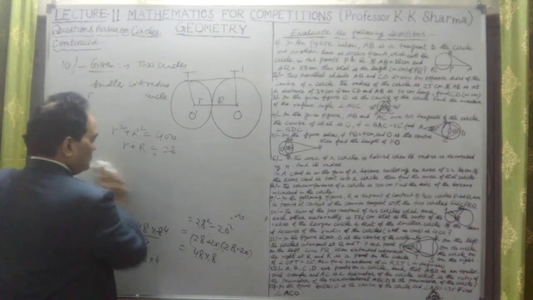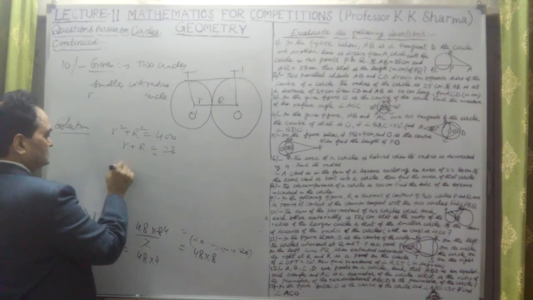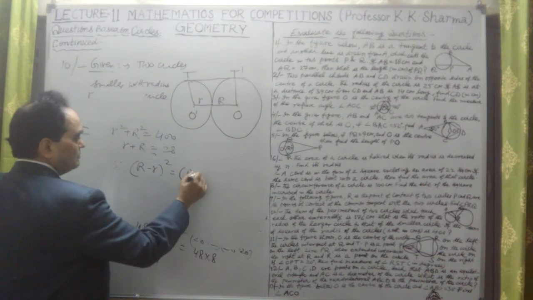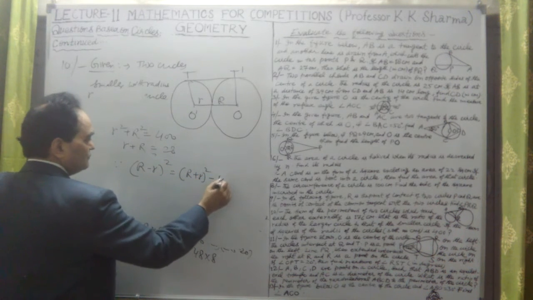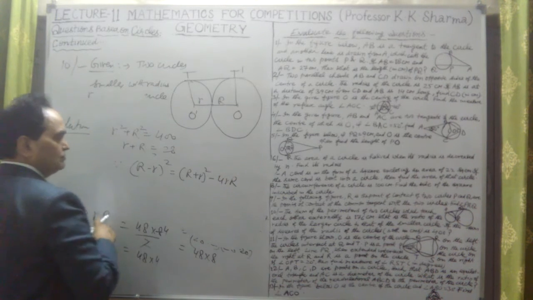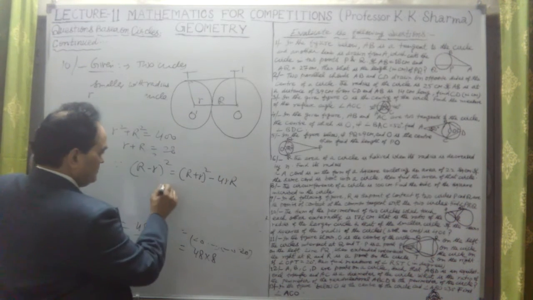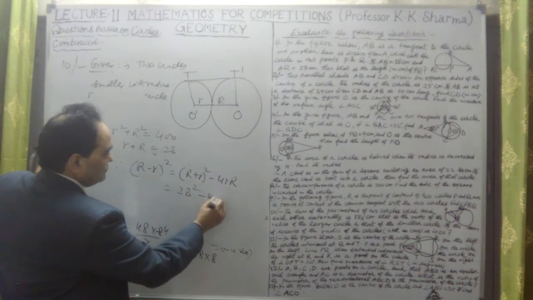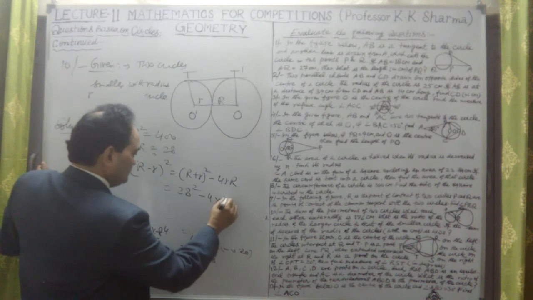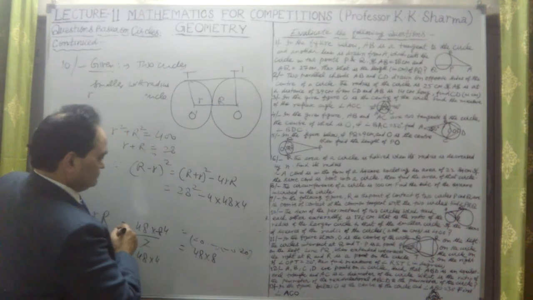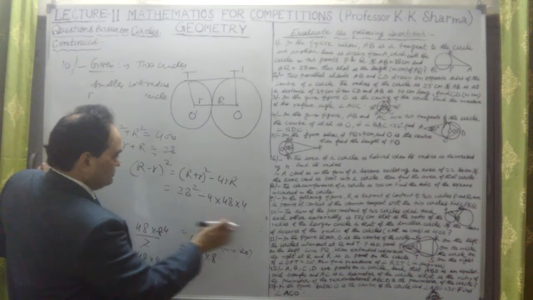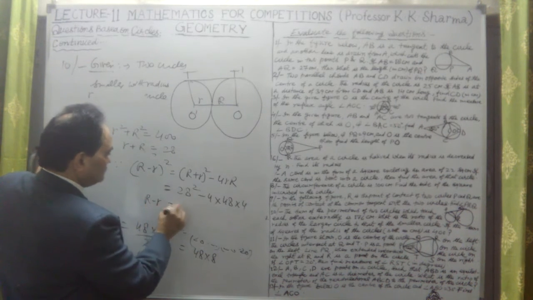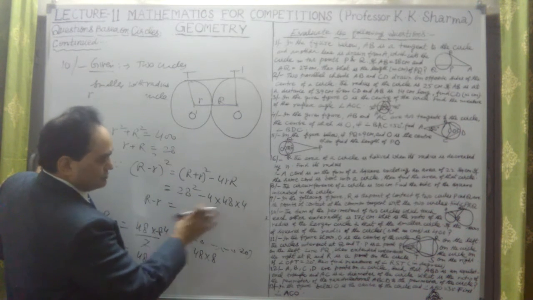Now we know that capital R minus small r whole square is equal to capital R plus small r whole square minus 4 into small r into capital R. This we know, the formula. Now R plus r square means 28 square minus 4 into R into small r, which is 48 into 4. So this value is, let me solve it. Capital R minus small r is equal to square root of these total values.